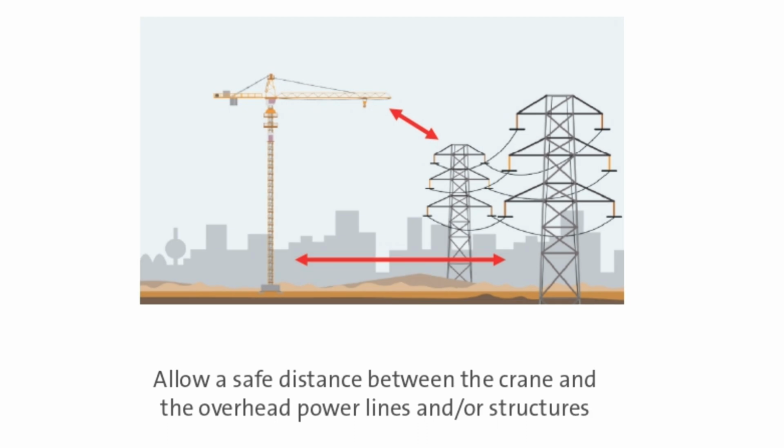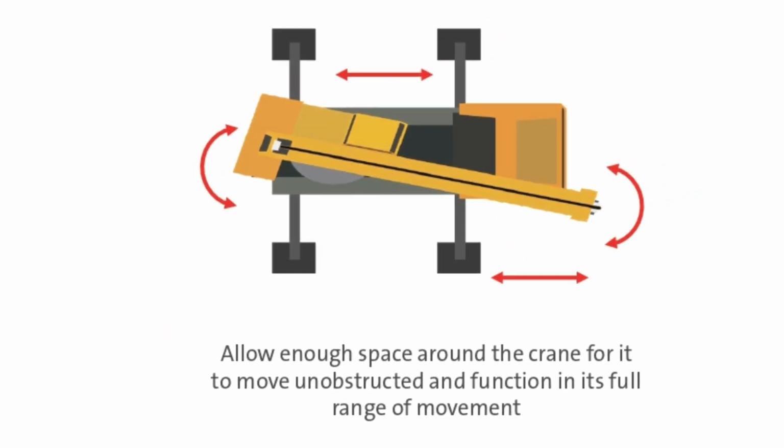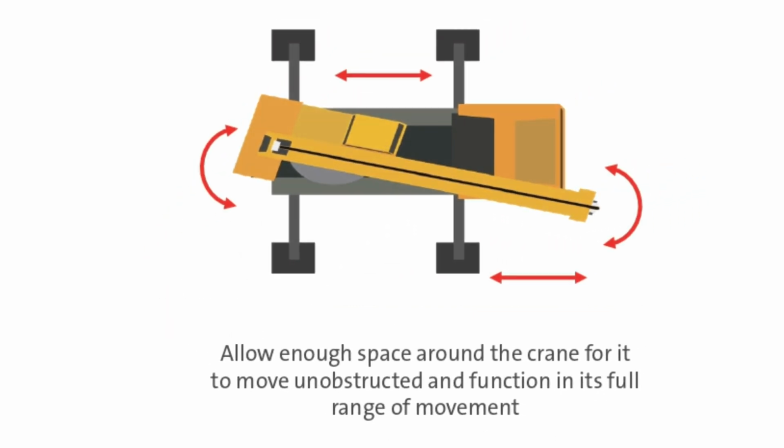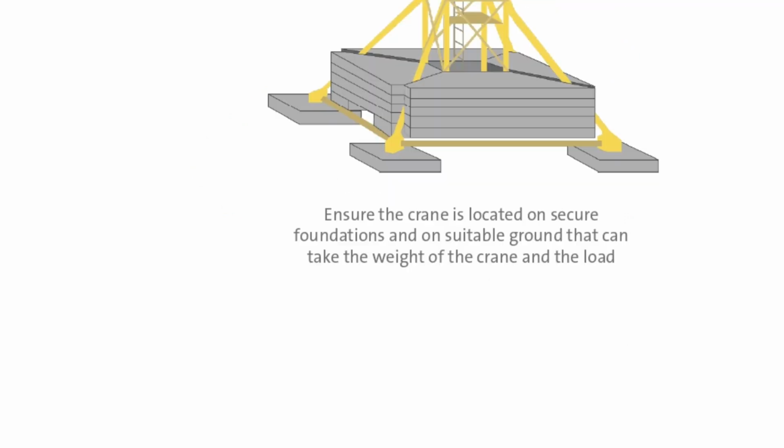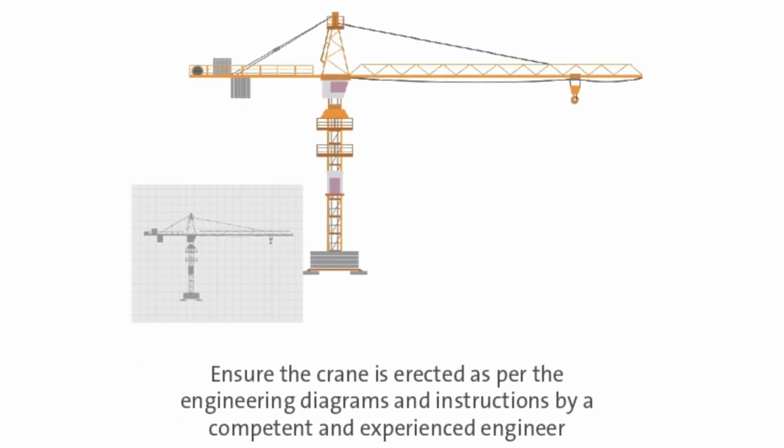Erecting the crane. Allow a safe distance between the crane and the overhead power lines and or structures. Allow enough space around the crane for it to move unobstructed and function in its full range of movement. Ensure the crane is located on secure foundations and on suitable ground that can take the weight of the crane and the load. Ensure the crane is erected as per the engineering diagrams and instructions by a competent and experienced engineer.